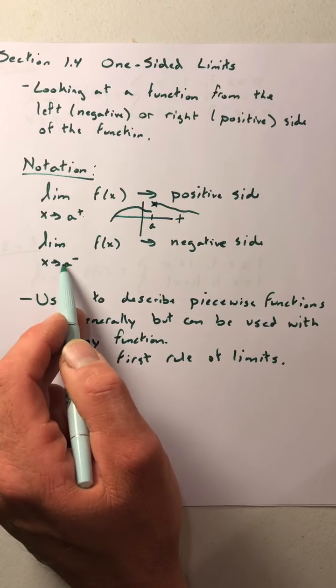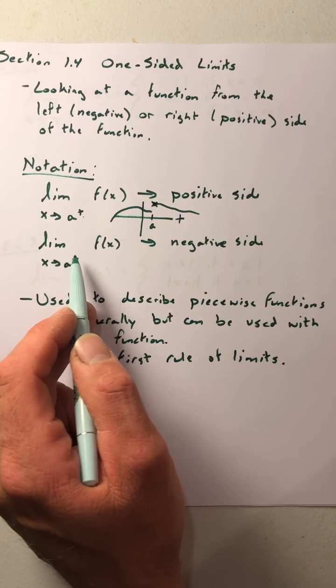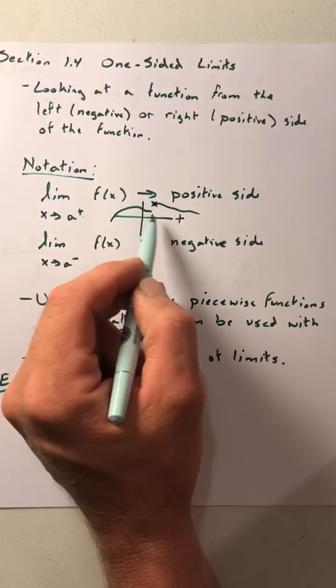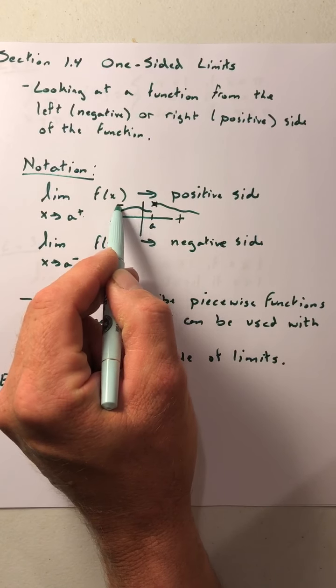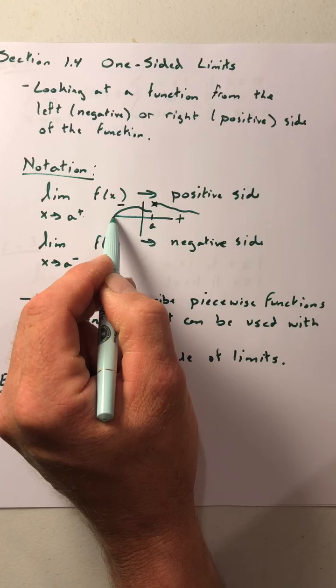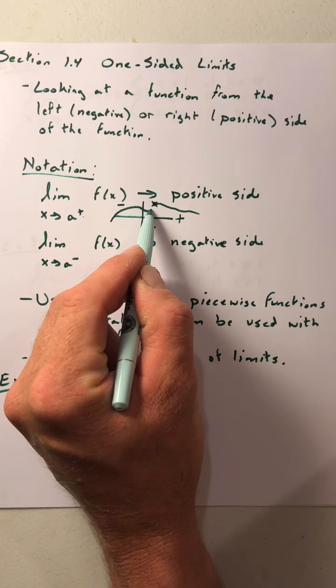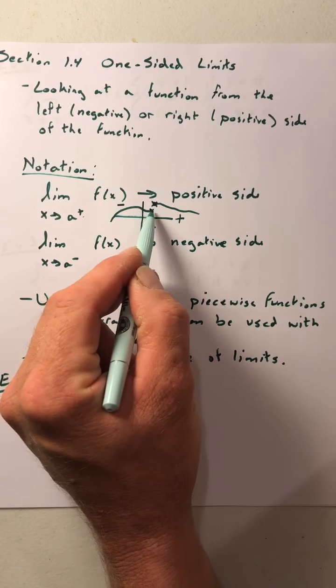Likewise, if we took the limit as x goes to a from the negative side, that would be looking at the negative side of a. The negative side would be the left side. So now if I'm talking about the left-sided limit, I'm looking at where this branch comes here.